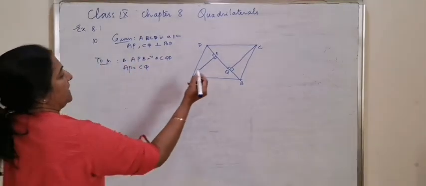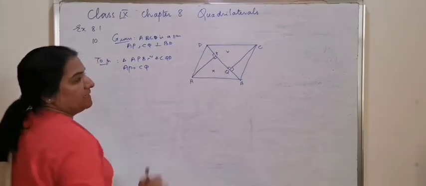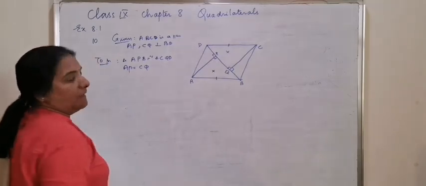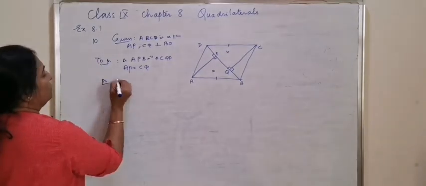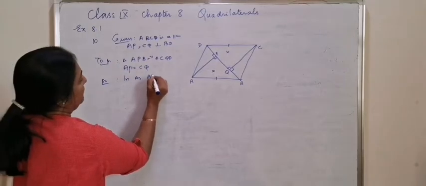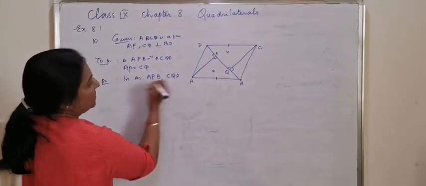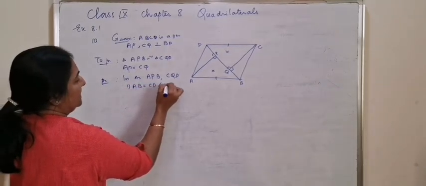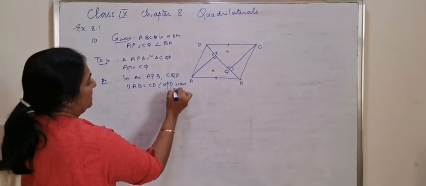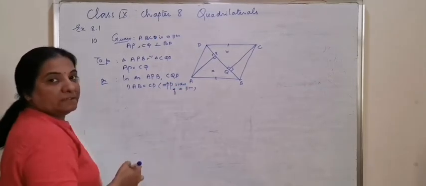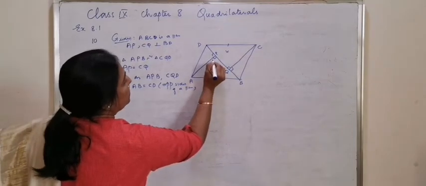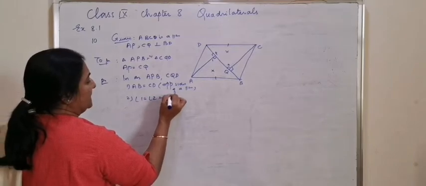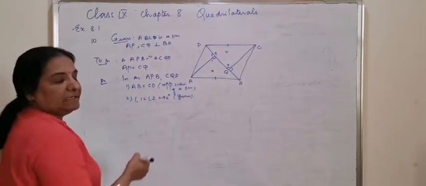So in triangles APB and CQD, ABCD is a parallelogram. The first condition can be AB is equal to CD. Proof. In triangles APB and CQD, the first condition is AB is equal to CD, opposite sides of a parallelogram. The second condition is angle 1 is equal to angle 2 is equal to 90 degrees. That is also a given condition.